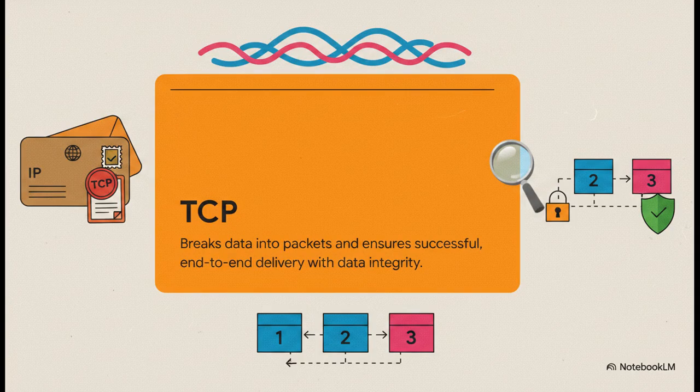So if IP is just the basic postal service that knows the addresses, TCP is like the certified mail courier that requires a signature and guarantees delivery. It takes a big message, chops it up into little numbered packets, sends them off, and then on the other end, it painstakingly reassembles them in the correct order. And get this, if a packet gets lost along the way, TCP requests it again. It's what makes sure our data actually arrives complete and uncorrupted.